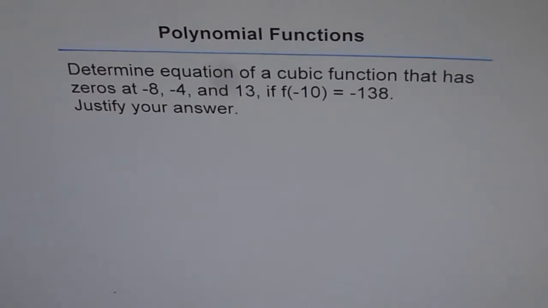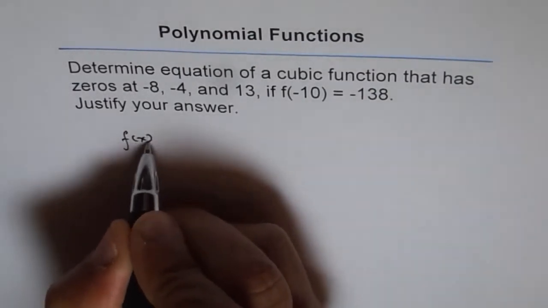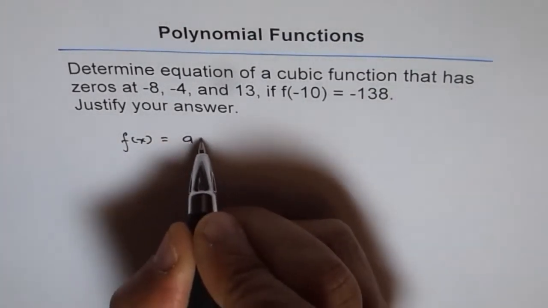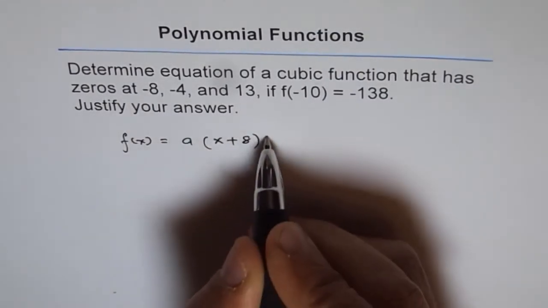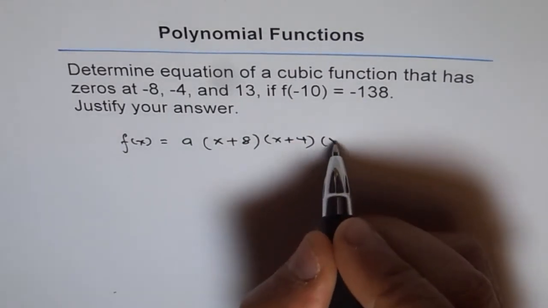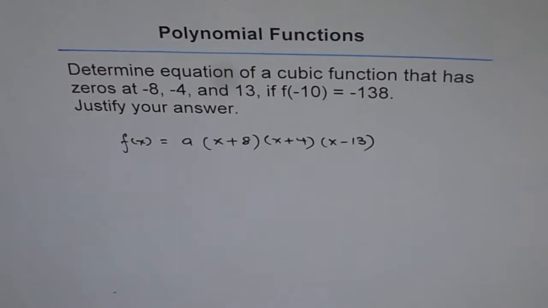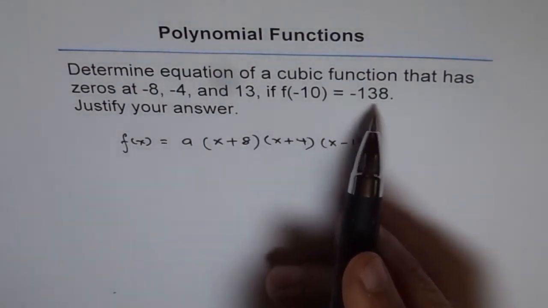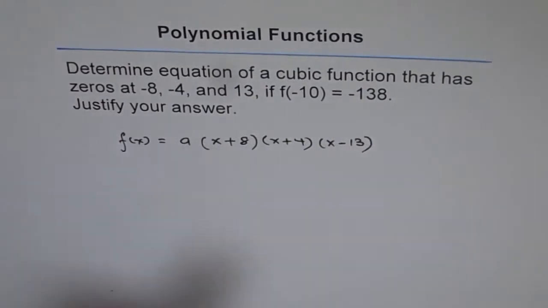So therefore, from that we can write that the cubic function f of x is equal to a times (x plus 8), that gives me 0 at -8, (x plus 4), 0 at -4, and (x minus 13). So from the zeros we get this cubic function. Now f of -10 is -138. That will help us to find what the value of a is, right?